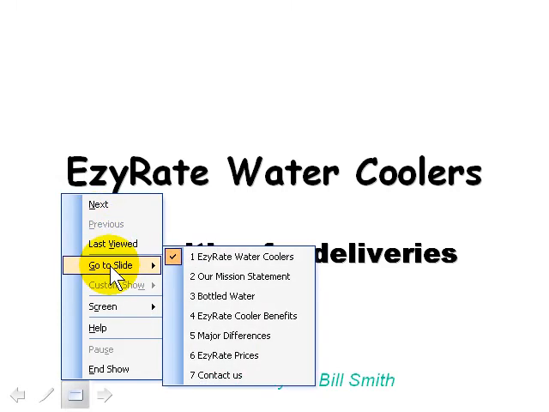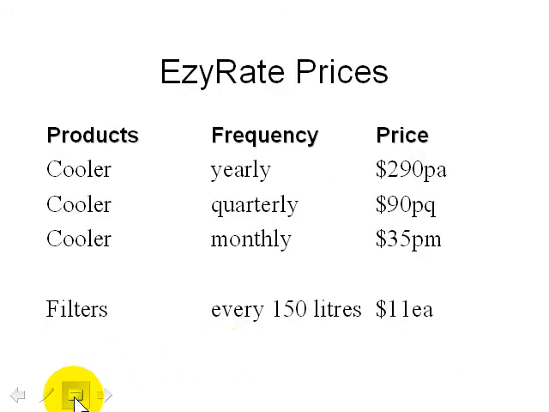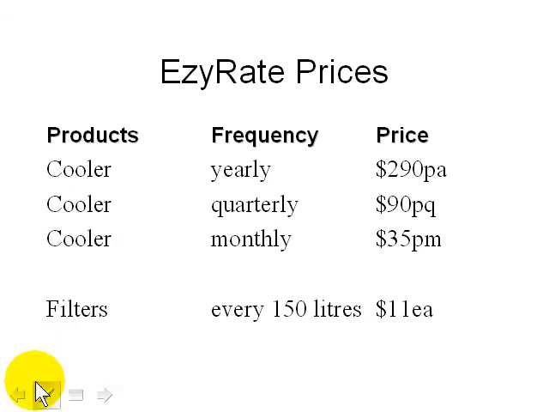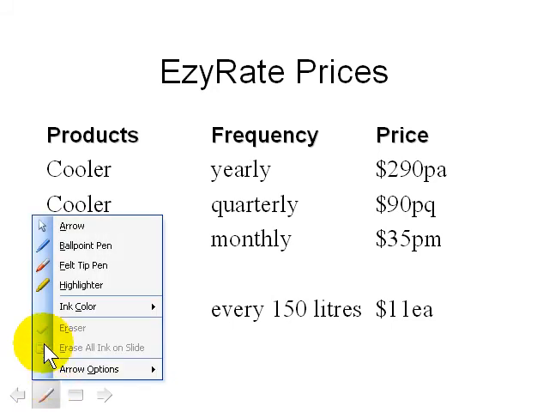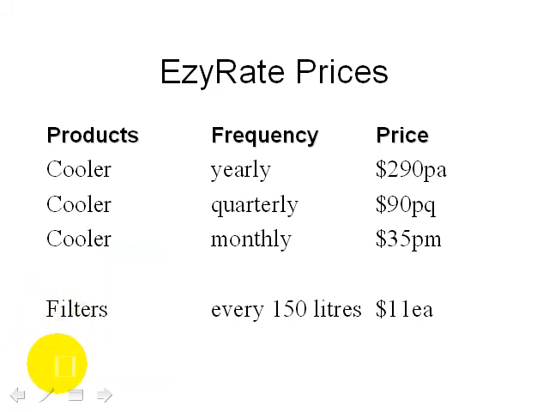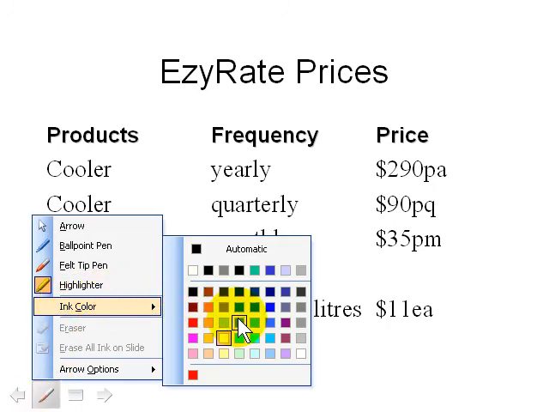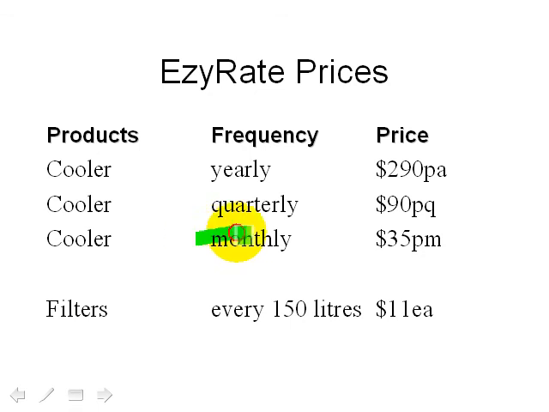We could also jump straight to a particular slide if we wanted to. And lastly, of course, we could end the slideshow. But the most important part, I believe, is the annotations here. Click on that, choose which tool you want. You can change the ink color as well, and then do the annotation. A great way to highlight a particular part of the presentation that you want people to be aware of.